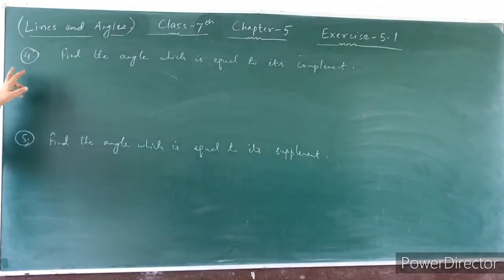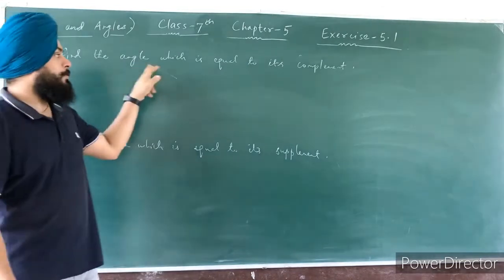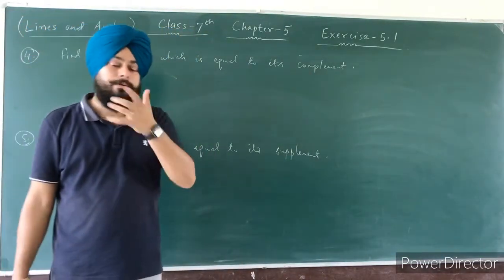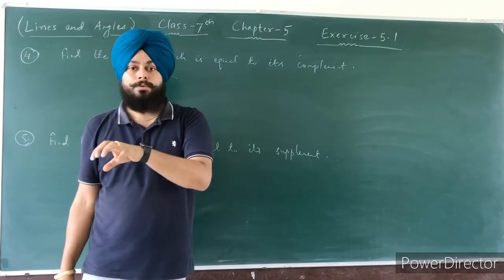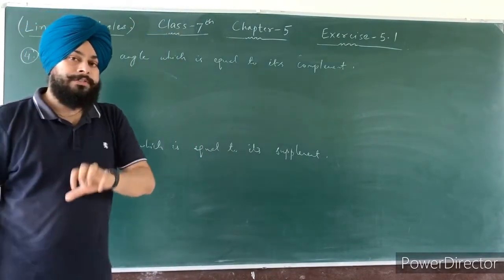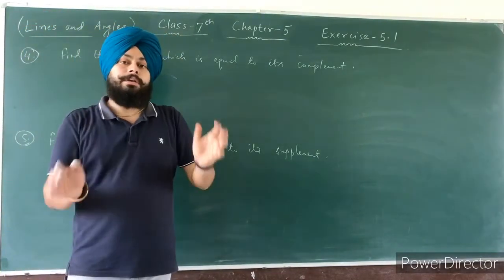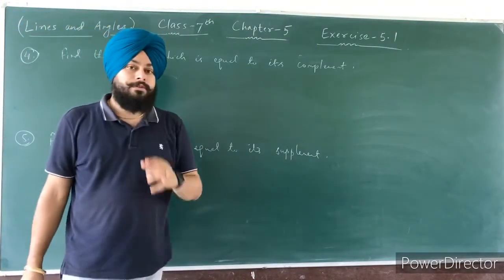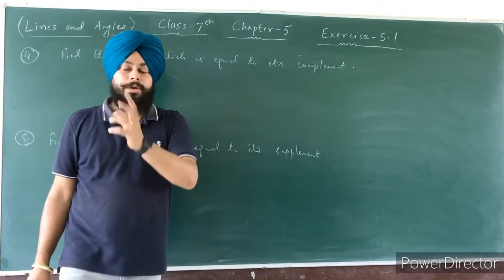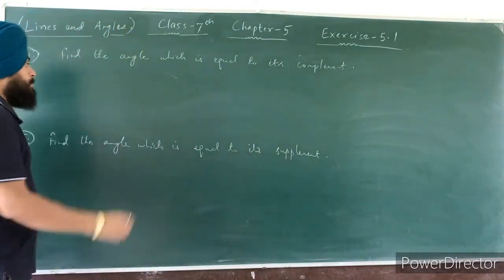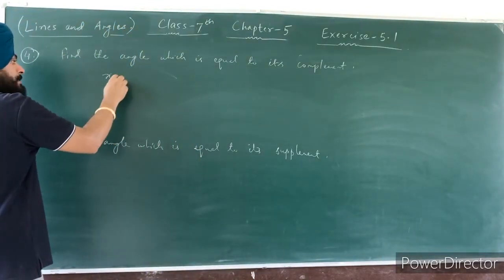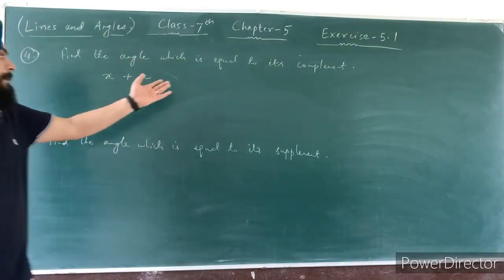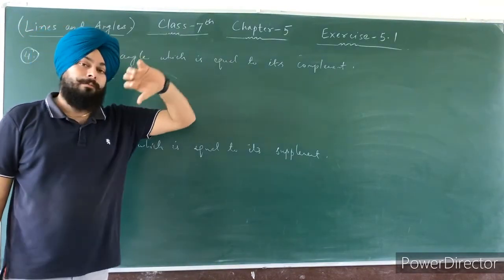Next, this is question number 4. Find the angle which is equal to its complement. So the question says to find an angle which is equal to its complement. It means the measures of the first and second angle are both equal. So what are complementary angles? The sum of the measures of two angles is 90 degrees. So you can take the first angle as x and the measure of the second angle is also x, because the question says they are equal, meaning equal to its complement.